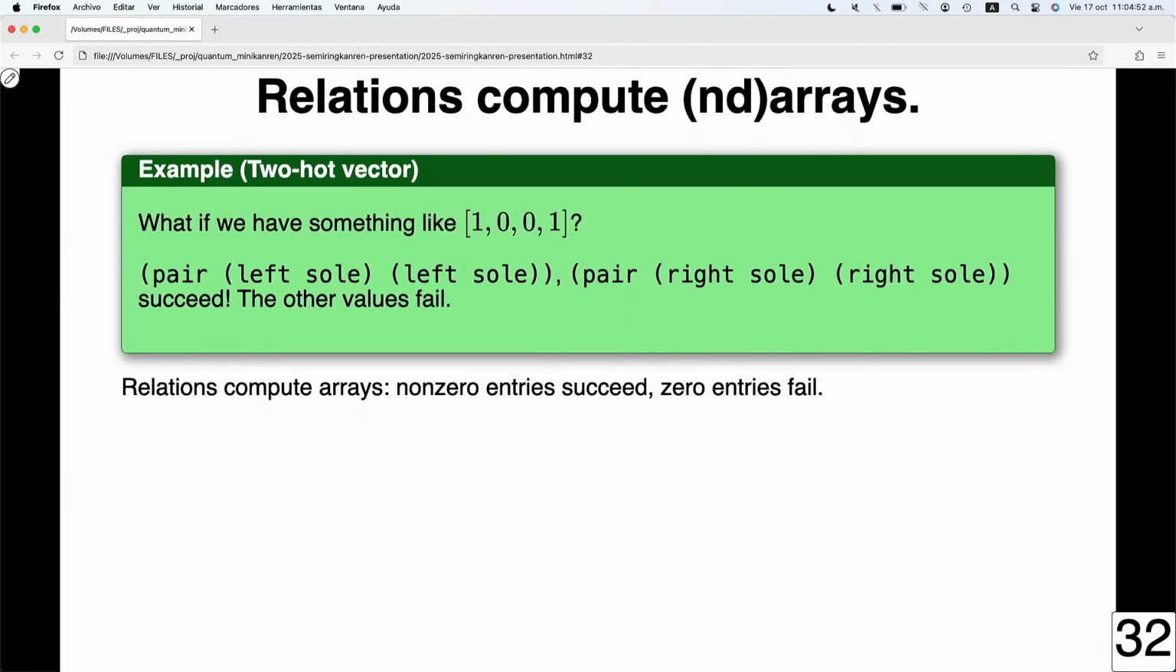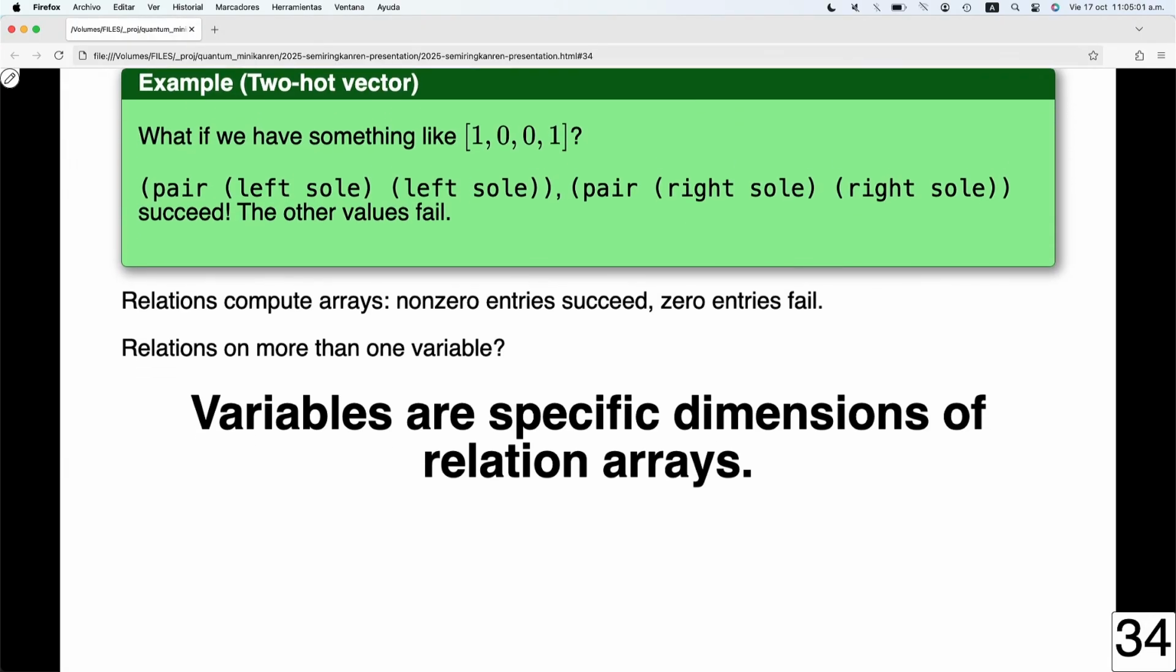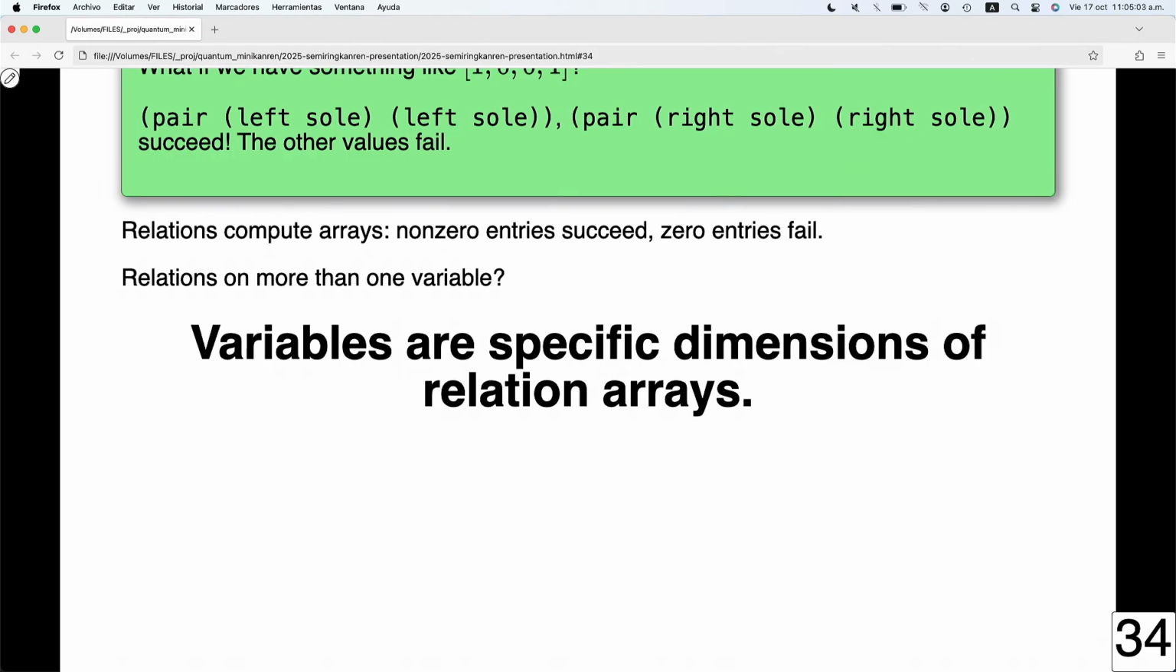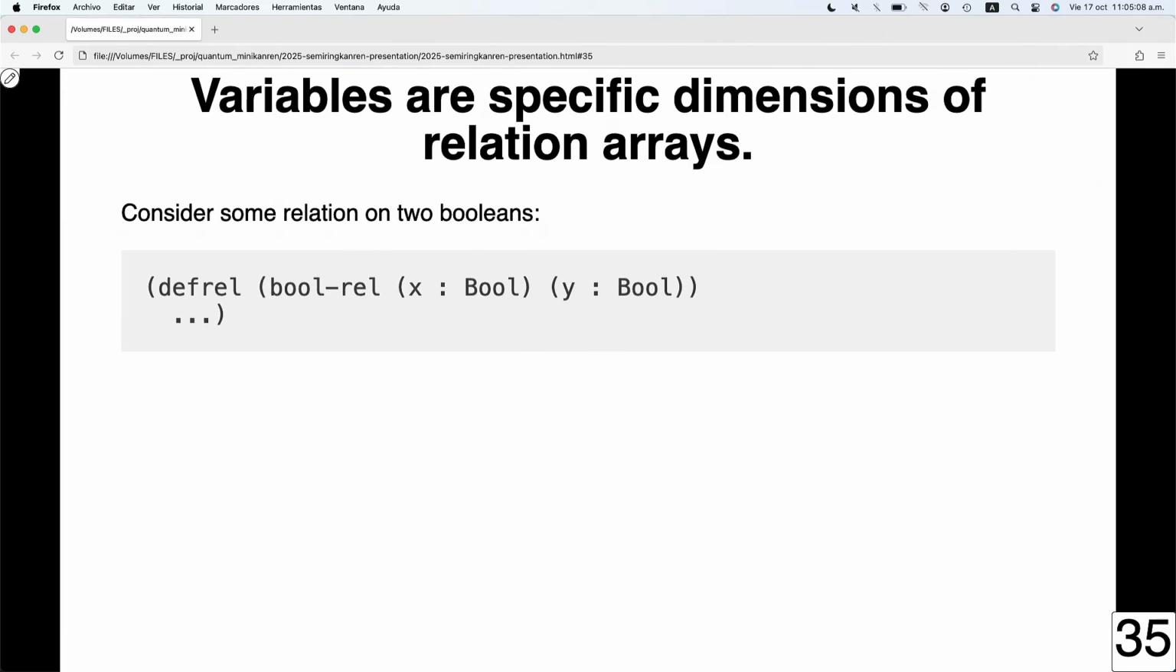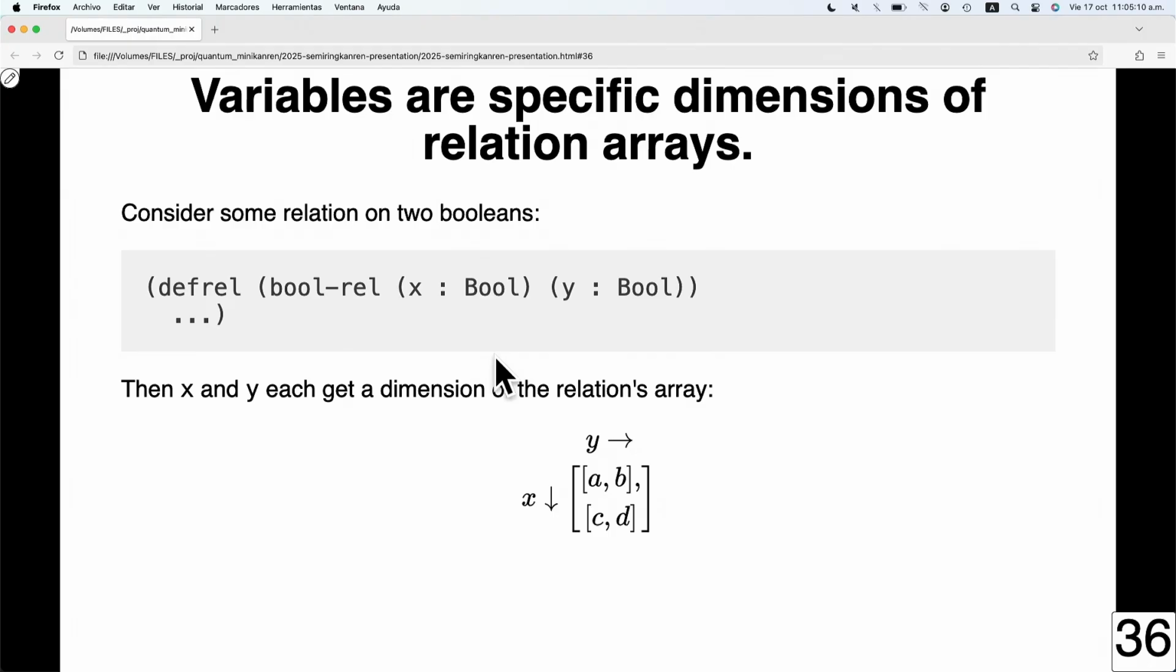All right, so relations compute arrays. Non-zero entries denote successes, and 0 entries denote failures. So what do relations look like on more than one variable? As mentioned, variables are specific dimensions of these relation arrays. So if we have a relation over multiple Booleans, for example, then x and y each get a dimension of the relation's array. And so you can see it's a 2x2 array, because each dimension corresponds to a Boolean, which has two values, so two-dimensional array where each dimension has size 2.